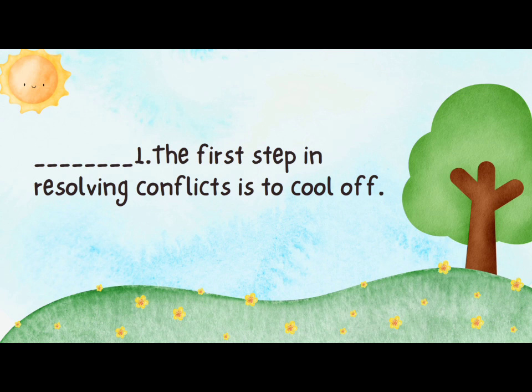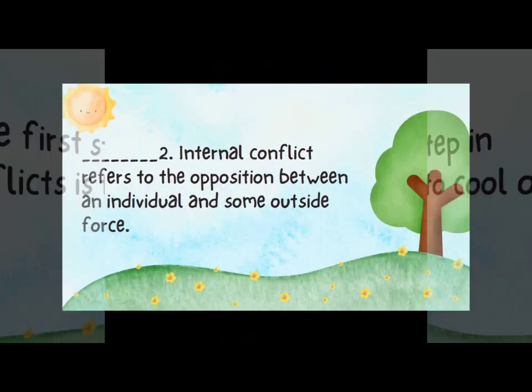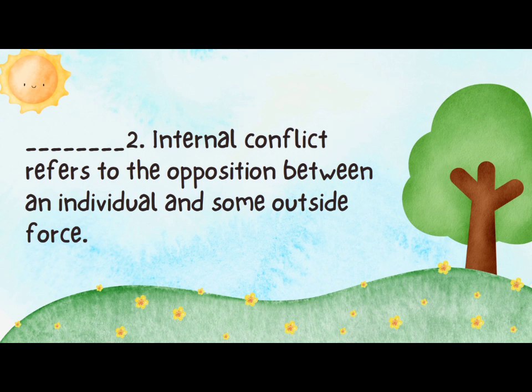Are you done answering the pretests? If yes, it's time to check your answers. Number 1. The first step in resolving conflicts is to cool off. Is this true or false? The correct answer is, it's true. Next, number 2. Internal conflict refers to the opposition between an individual and some outside force. Is this true or false? The correct answer is, it's false.